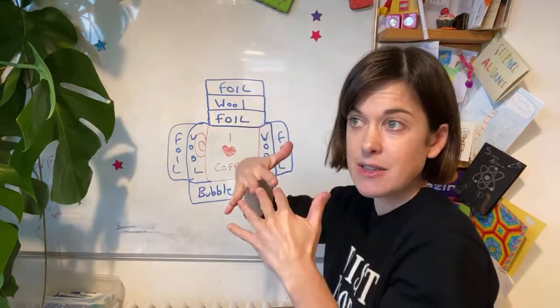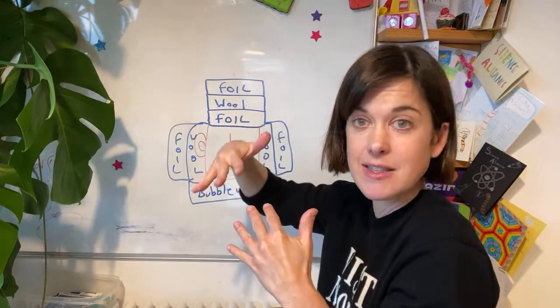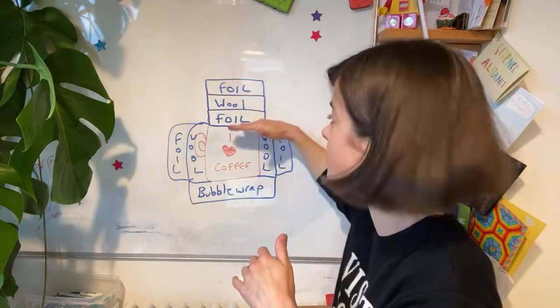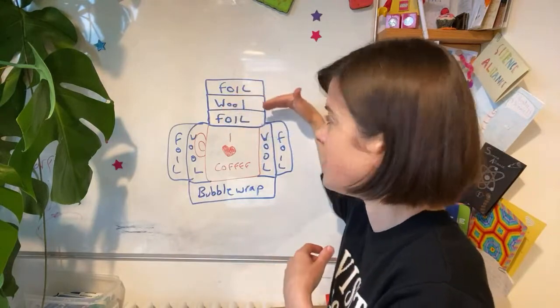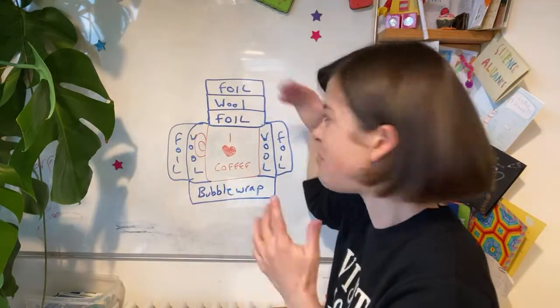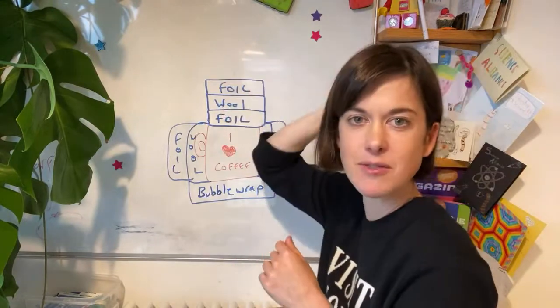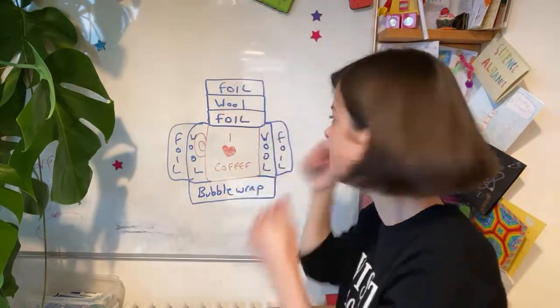So metal is actually very good at conducting heat, isn't it? So I've put some wool on top as an insulator so that any heat that does conduct through the foil is going to get stopped by my wool. But just in case there is any heat getting through my wool, I've put another piece of foil on top to reflect that back in, okay?